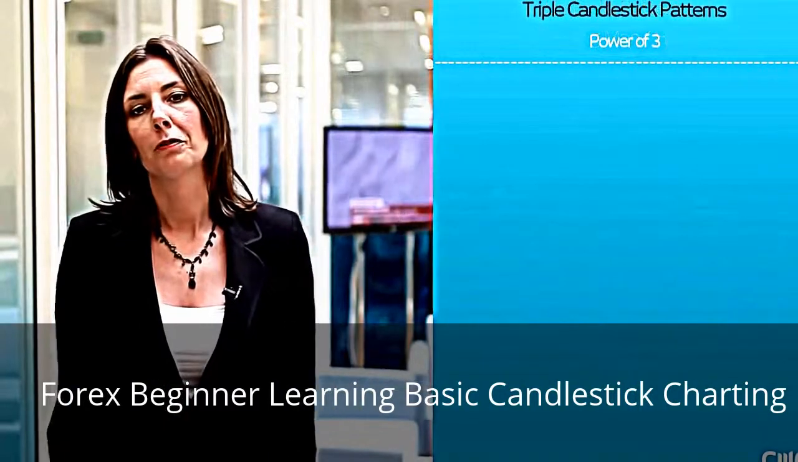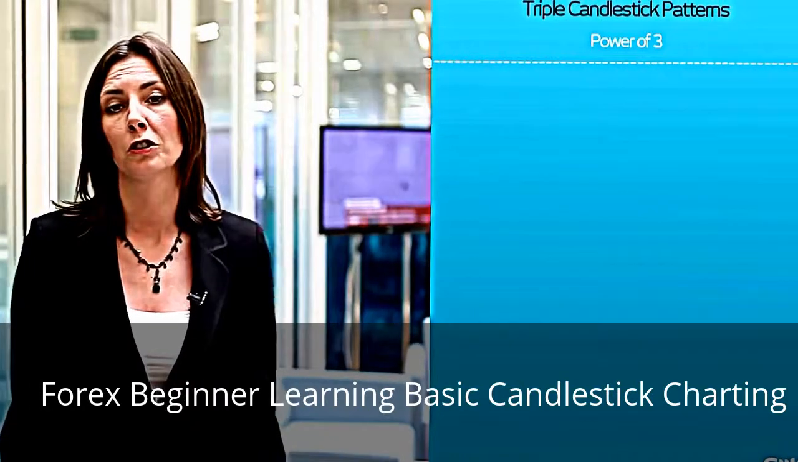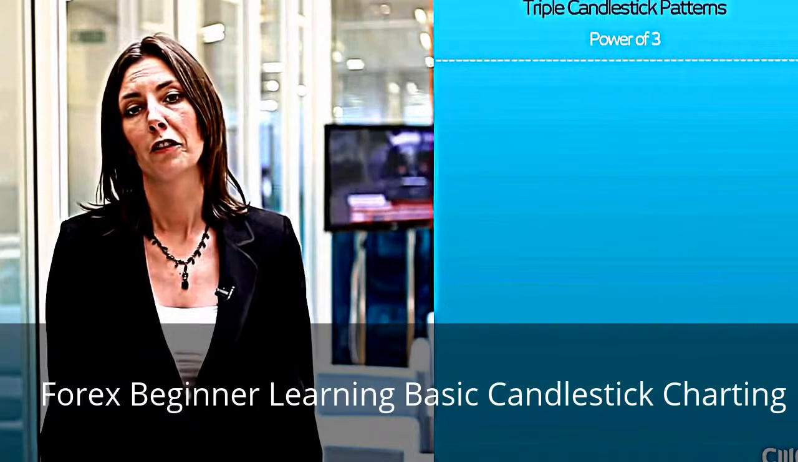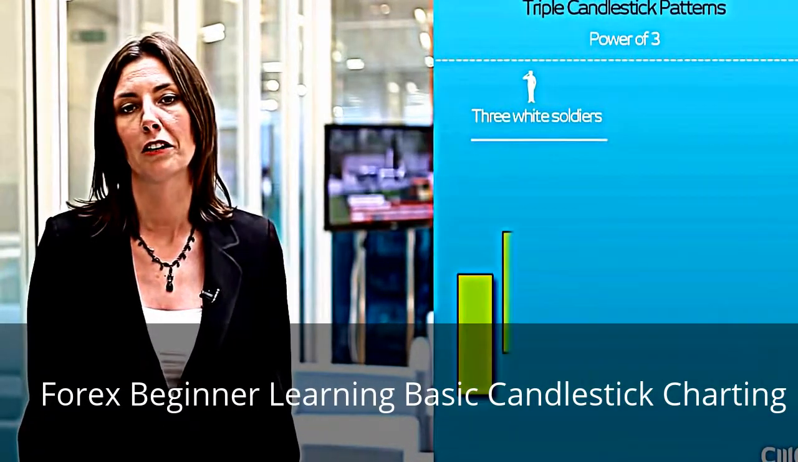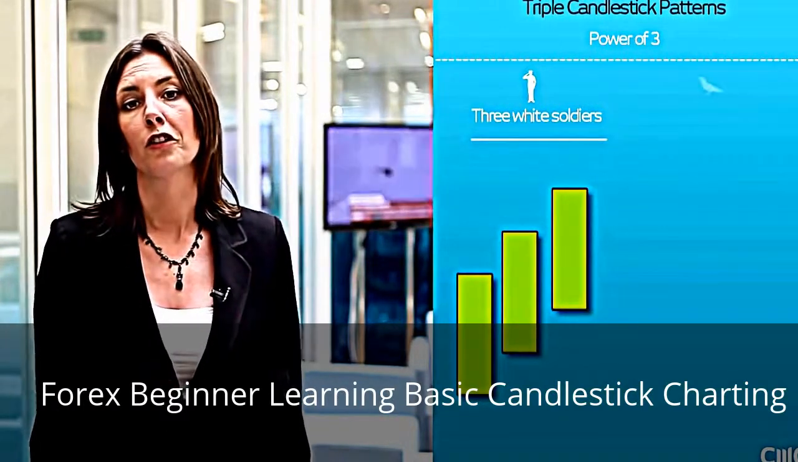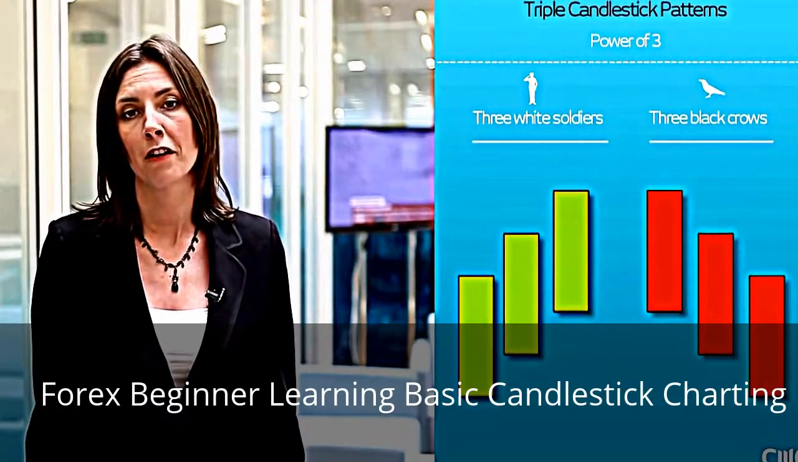In pre-modern Japan, the number 3 had very mystical properties. As a result, you'll find a lot of patterns are based on the number 3. For example, 3 white soldiers, 3 long candlesticks one after the other, is quite a bullish move. Then you've got your 3 black crows, which conversely will be seen as a very bearish move.